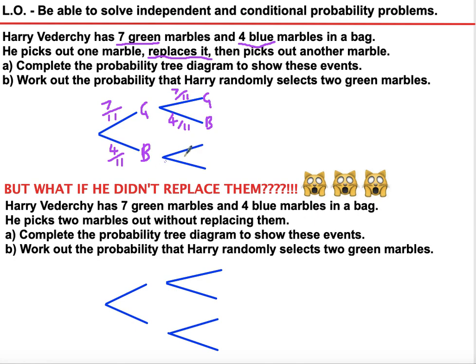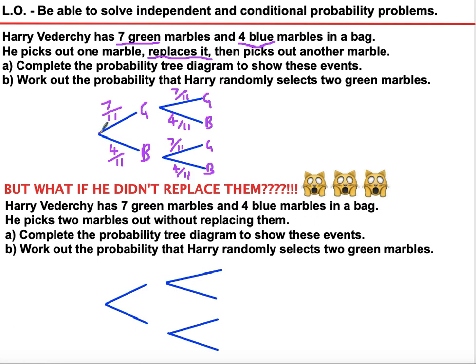And if he picks a blue one out on the first pick, the probabilities are also going to be the same. So again, green is going to be 7 over 11, 7 elevenths, and blue is going to be 4 over 11, which is 4 elevenths. So that would be your completed probability tree diagram. And then we need to work out part B, where it says, find the probability that Harry randomly selects 2 green marbles.